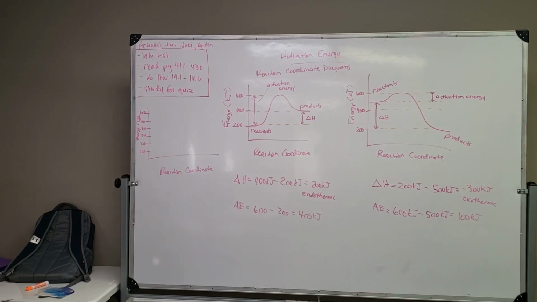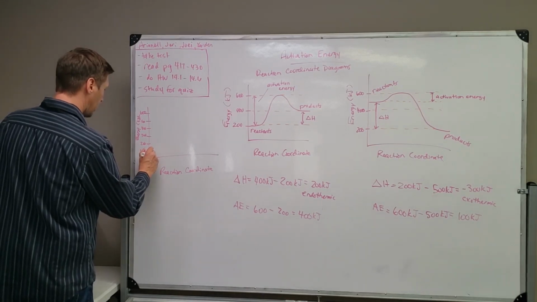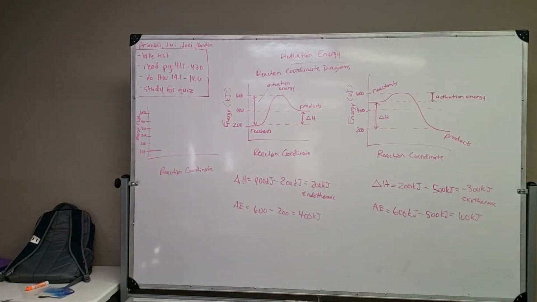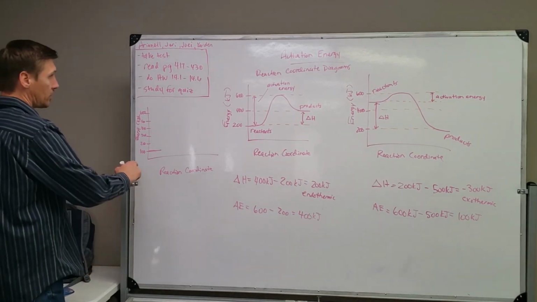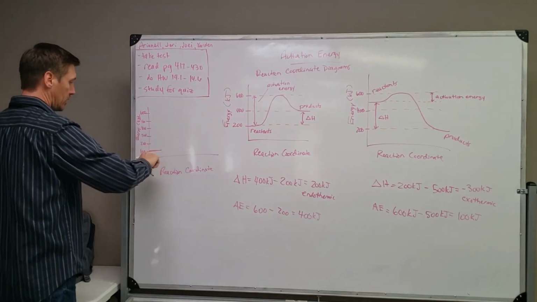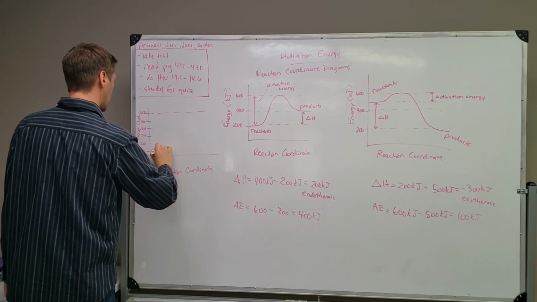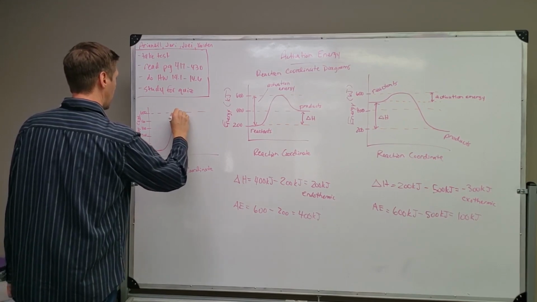And so they tell us that it starts with an energy of 100 kilojoules. So we're starting here. This is our starting point. The activation energy is 500 kilojoules. So the activation energy is the distance from the peak to the starting point. So this thing's going to have to go all the way up to 600, right? So it's going to start there and it's going to go up to there.